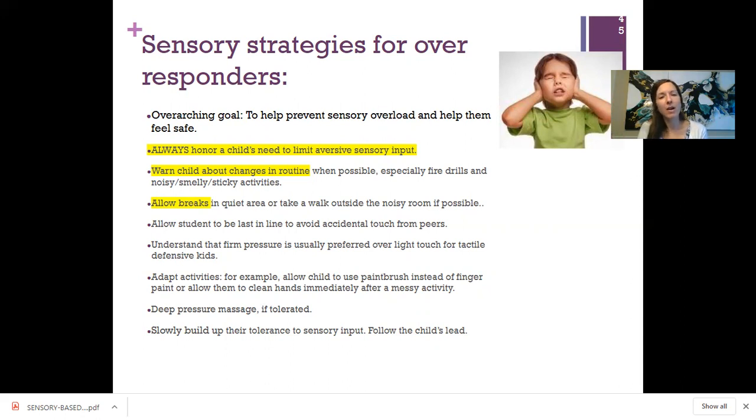And if you can, you want to slowly build up their tolerance to sensory input. Examples would be, in the classroom, having a sensory bin and encouraging them by putting maybe some of their favorite toys in the sensory bin, but never grabbing their hand and putting their hand in the sensory bin. You follow the child's lead, and you'll get further that way.